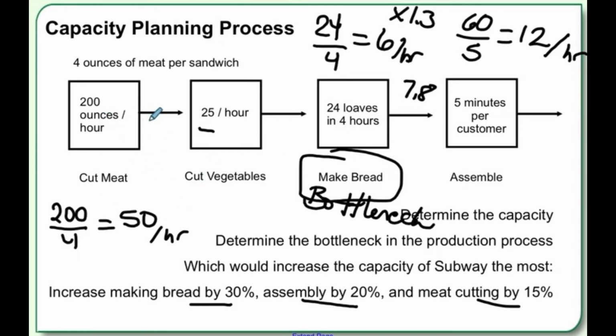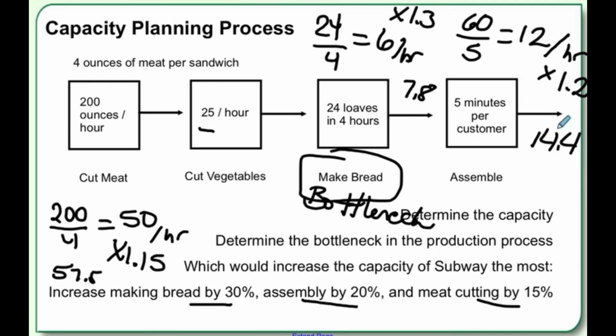With the meat, we could cut 50 sandwiches worth per hour. With our new methods, we could increase that 15%, so we multiply that times 1.15, and that would mean that we could make 57.5 sandwiches an hour. For assembly, if we used our new assembly method, it would increase by 20%. So we multiply that 12 per hour times 1.2, and we're now able to assemble over 14 sandwiches per hour.